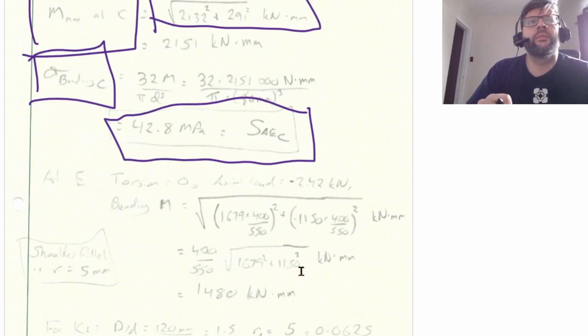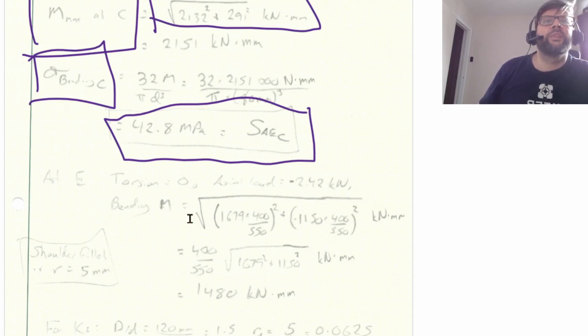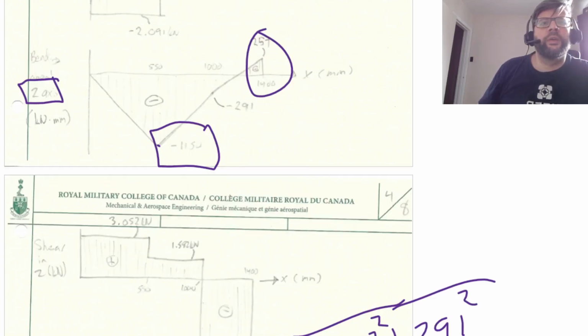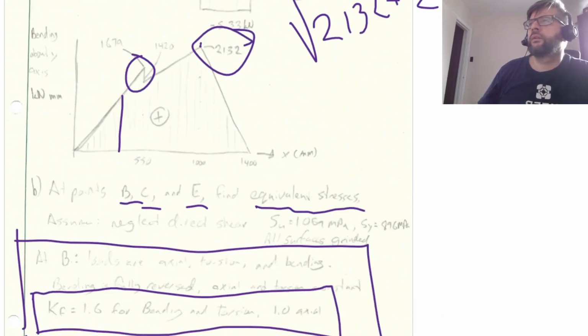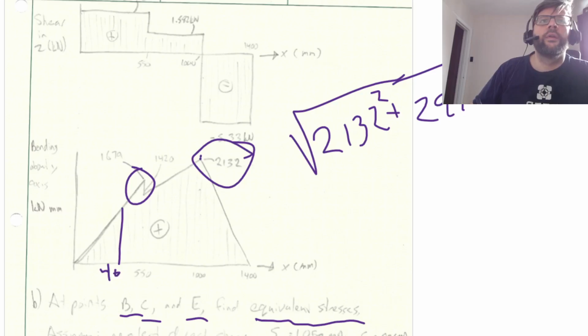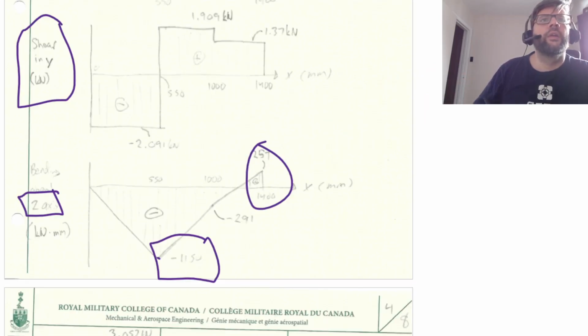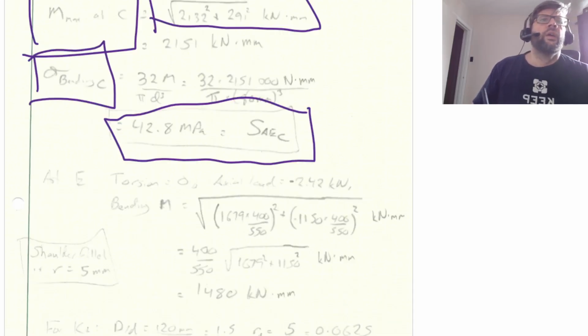So at E, the torsion's 0, and the axial load is negative 2.42 kilonewtons. And the bending stress can be found basically by going up to our bending moment diagram. Again, we're just interpolating what goes on there at 400, because it's linear between 0 and 550. And same deal here, also linear between 0 and 550. So just take those values at 550 and multiply them by 400 over 550, and that'll give us the values we can plug in.